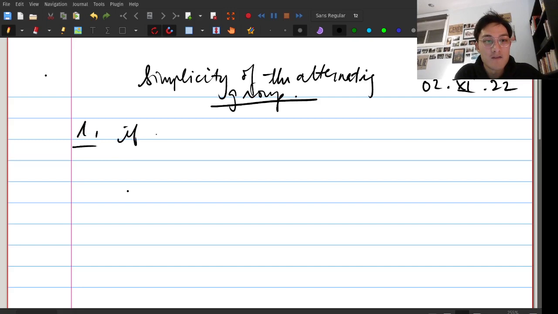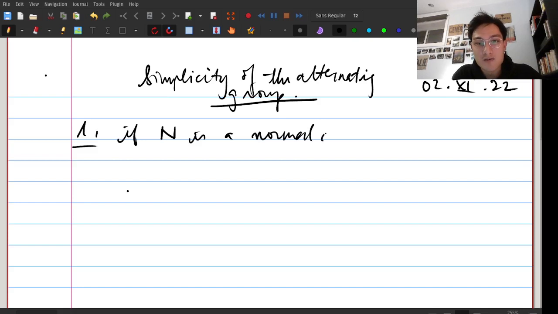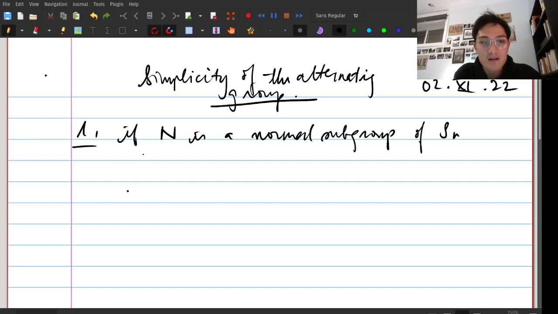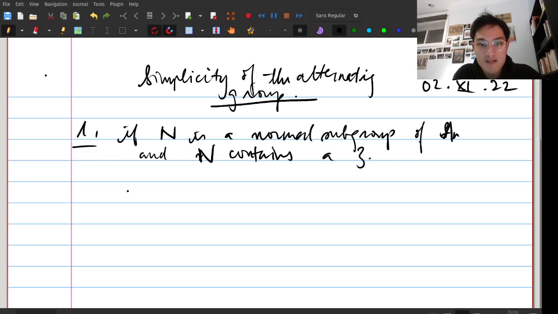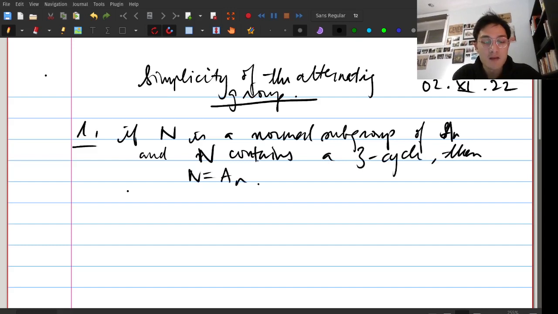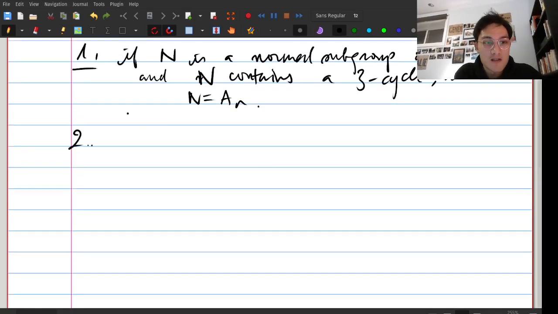One, if N is a normal subgroup of A_n, and N contains a 3-cycle, then N equals A_n. Okay, I'm also not going to do all the definitions because I assume you know some of them. That's the first step. And then the second step is we're going to prove A5 is simple.